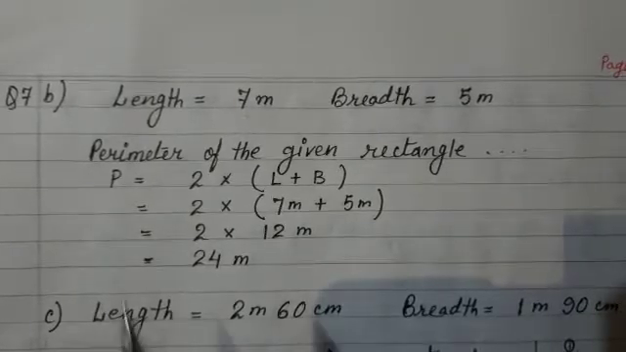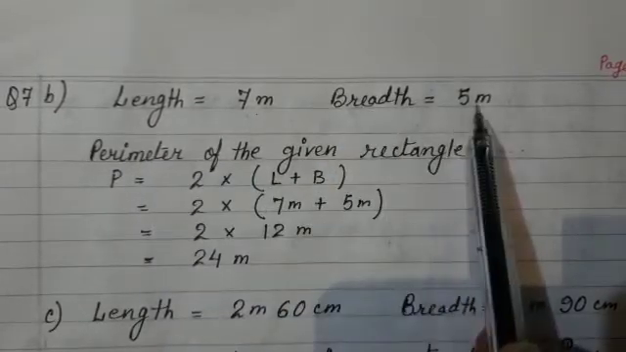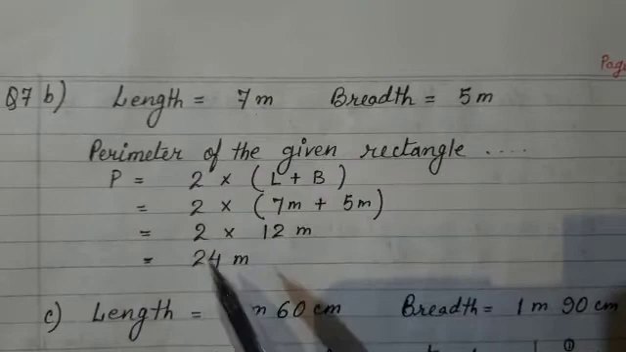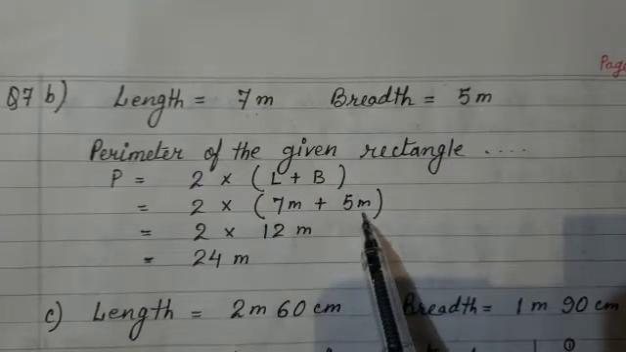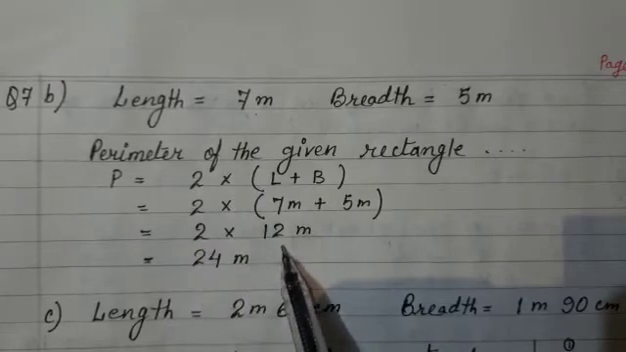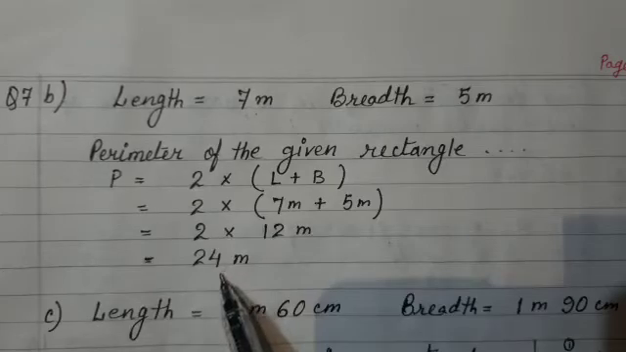Now see the second rectangle whose length is 7 meter and breadth is 5 meter. Therefore, the perimeter is equal to 2 into (L plus B). So, 2 into (7 meter plus 5 meter), 2 into 12 meter. The sum is 12 meter. Therefore, finally, the perimeter is 24 meter.